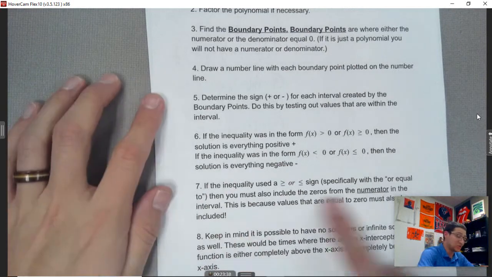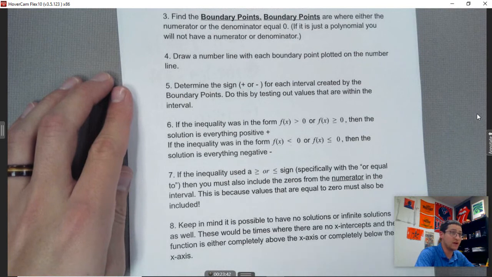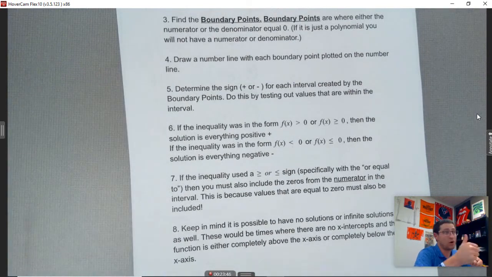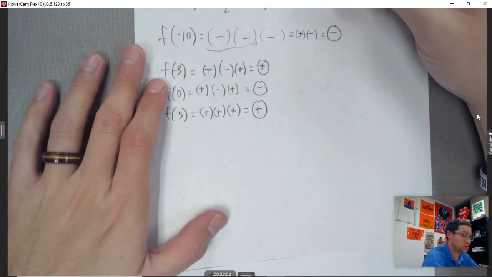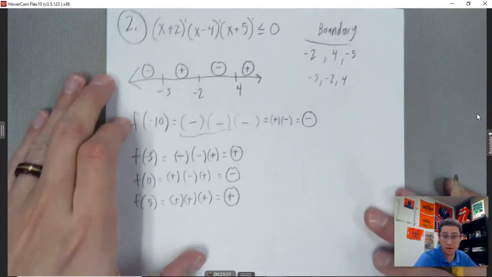Now, note number 7. We've got to include those values. Including those values is going to be like putting a bracket. Remember, the bracket is where you're saying that is part of the solution. Parentheses is where it gets very close but doesn't quite touch. So we need to include the boundary points when we can. All right, when we can.